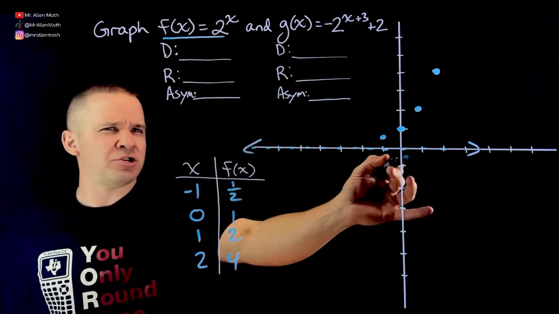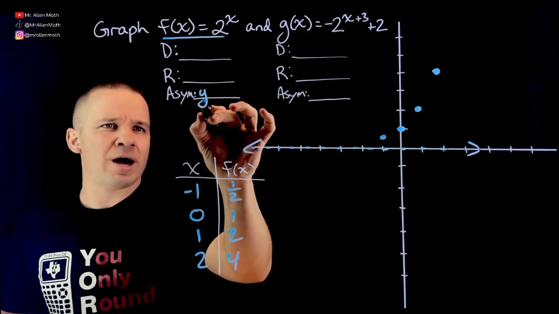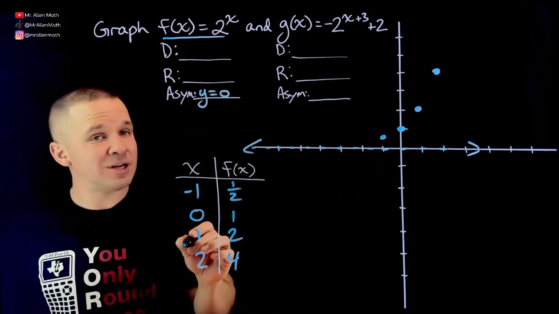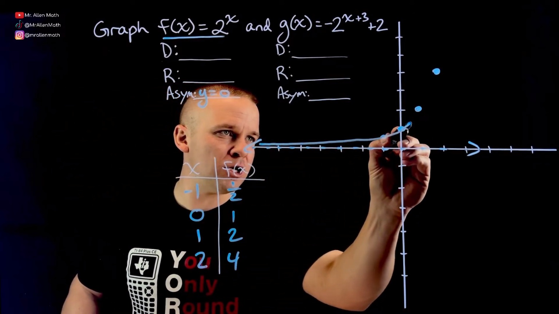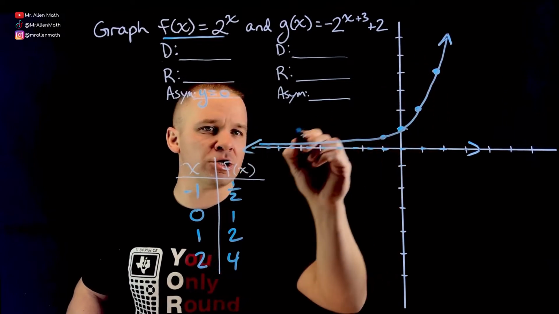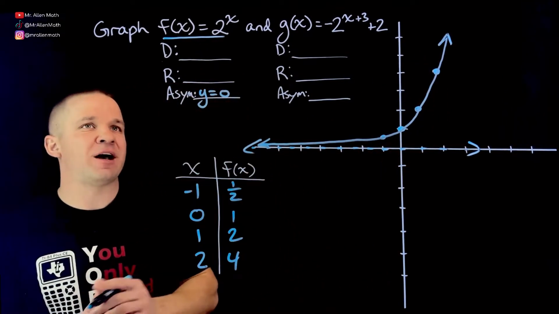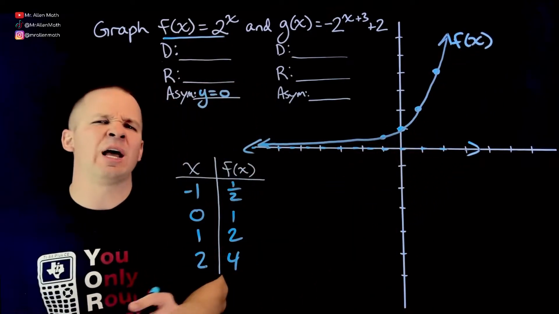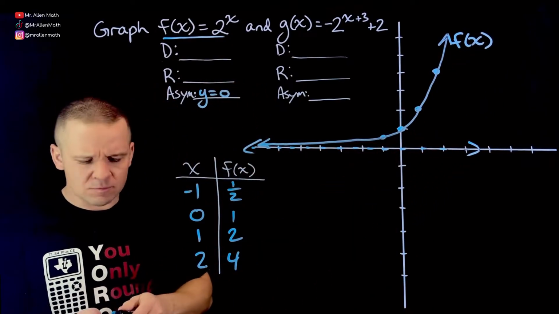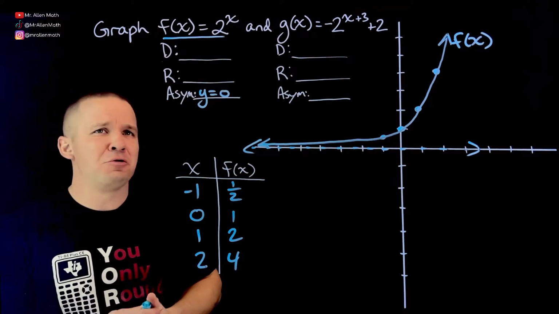What's the equation of that asymptote? y equals 0. Nice. So here's my graph of this exponential function, our parent function for this one, which is f of x equals 2 to the x. I'll label this as f of x here. Always good to label your graphs. It's a classy move, if you will.